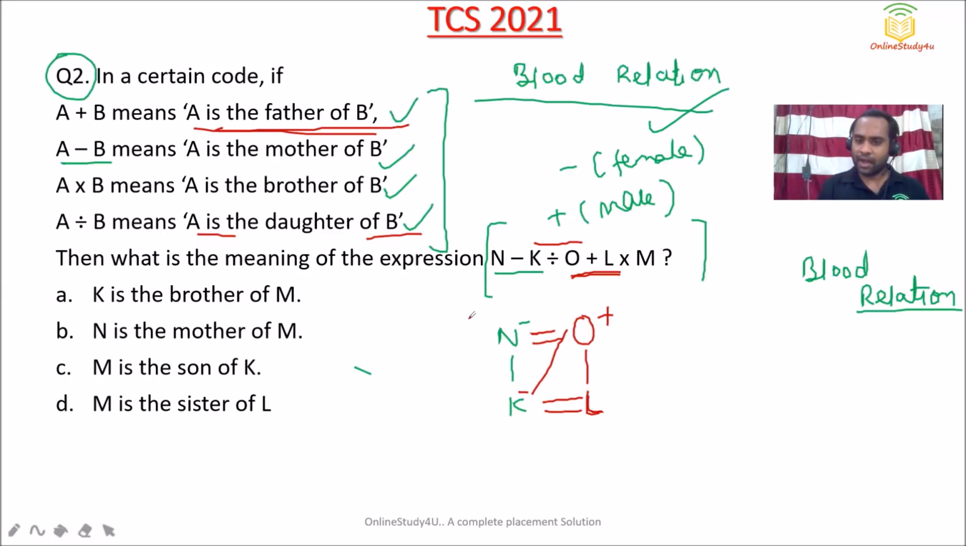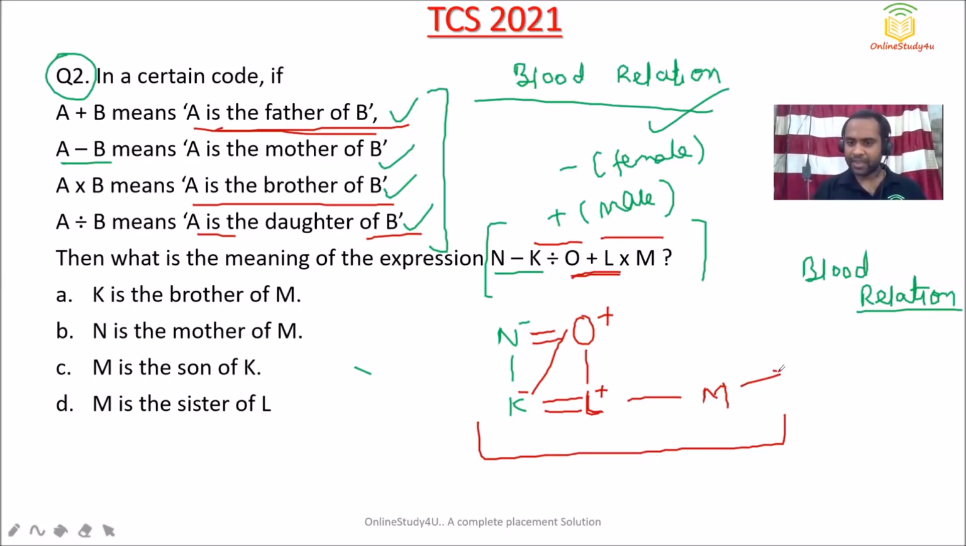Okay. Now L cross M, or L multiplication M. So L is the brother of M. So from here we came to know the gender of L. L will be male because L is the brother of M. But the gender of M is not given in the question. So if the gender of M is not given, you do not have to worry. You have to be very clear that the gender of M is not given. Do not put some gender from your side.